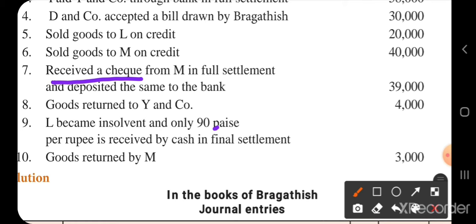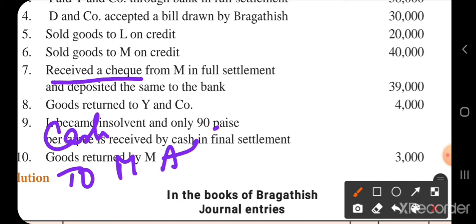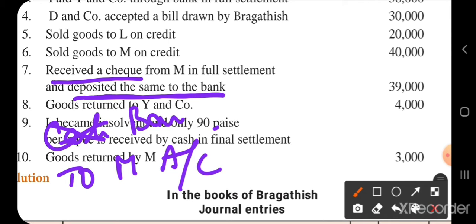That means that entry will be cash account debtor to M account. But see here, they say the check is deposited in the bank on the same day. In that case, you cannot treat it as cash, because on the same day they are depositing it in the bank. So you will assume it as a bank transaction. So here the bank entry will be bank account debtor to M account.